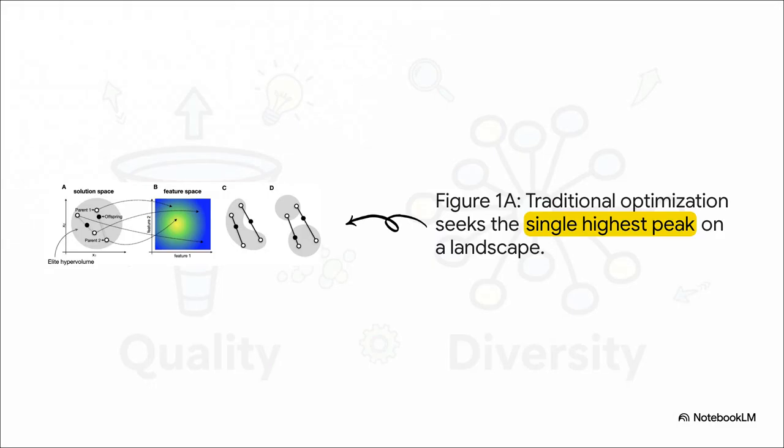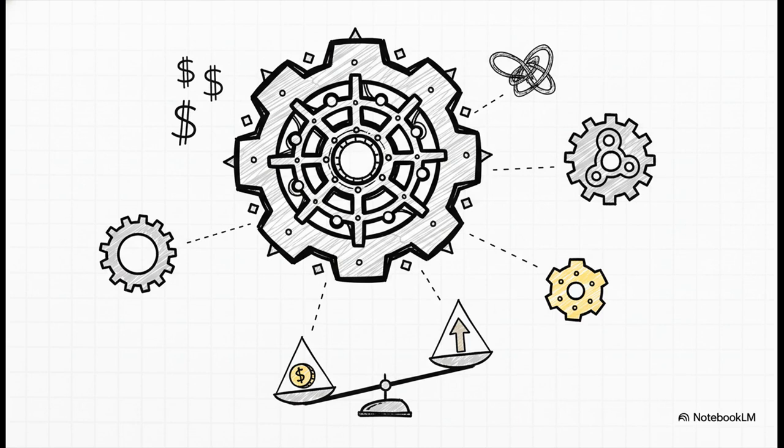A great way to picture this is to imagine all the possible solutions as a mountain range. Traditional algorithms? They're like climbers with a single mission: find the absolute highest peak, Mount Everest. They're programmed to just go up, up, up, following the steepest path. The problem is, they completely ignore all the other really cool, maybe even more useful mountains nearby just because they're a few feet shorter.